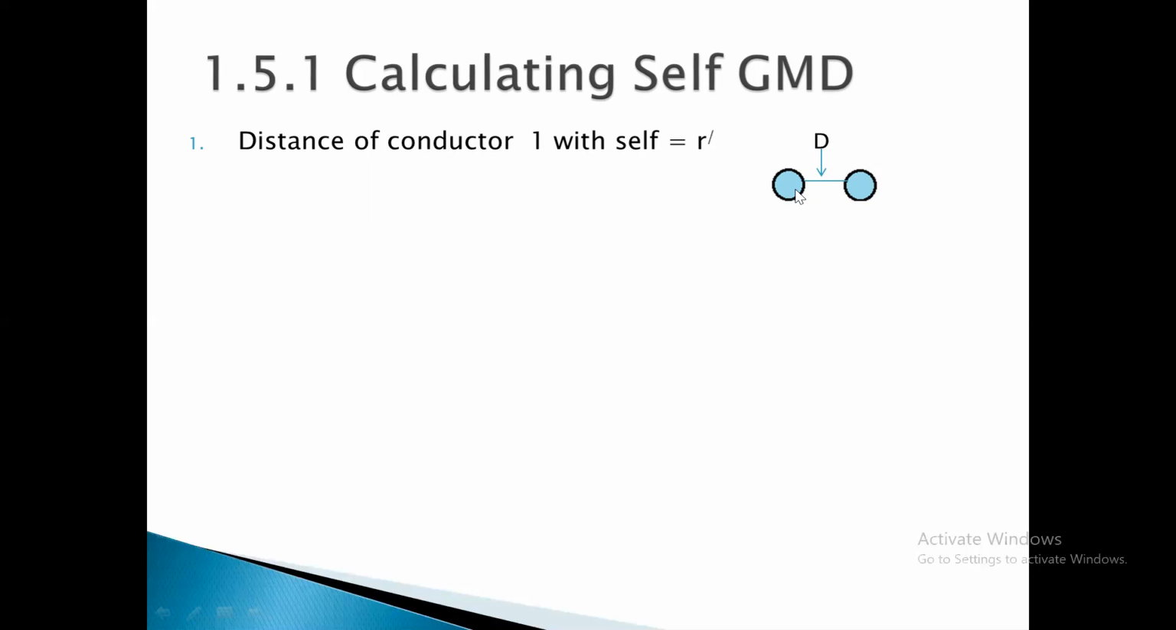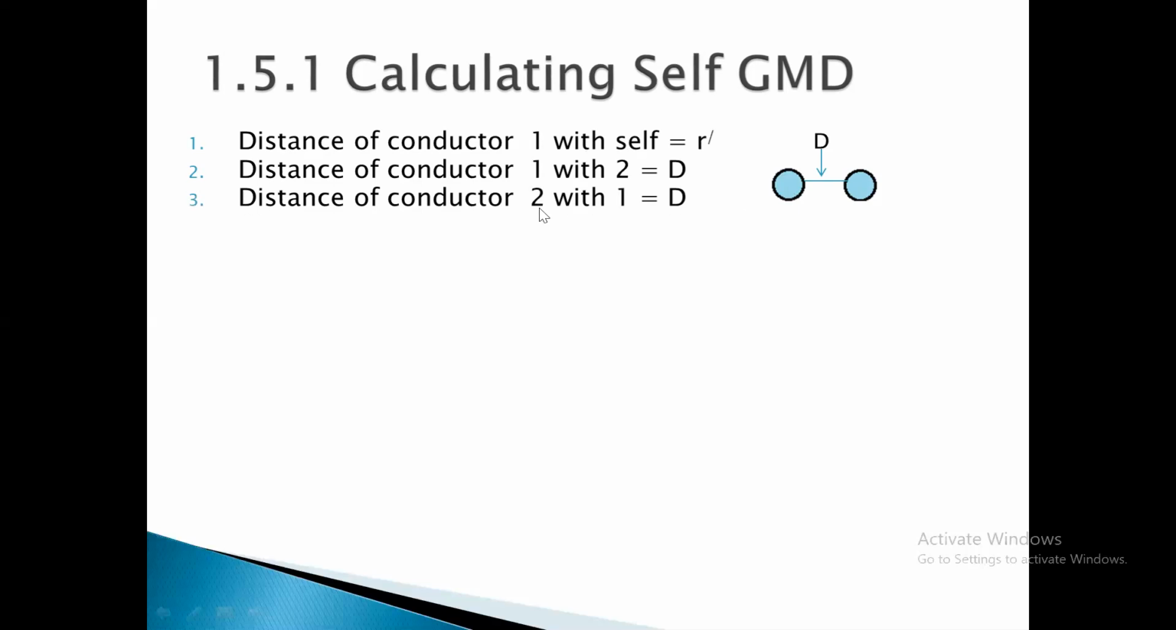So we always take the self distance, plus the distance up to the other conductor, like we do with the radius and D. The distance of a conductor with itself, the effective radius, we call R slash, or R dash. As the radius of both conductors is the same, I am not talking about R1 or R2, I just say R. The distance of conductor 1 with itself is R dash. The distance between conductor 1 and 2 is D, the distance between the two conductors. Then the distance of conductor 2 with 1.